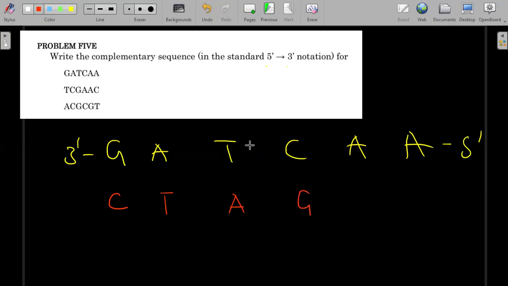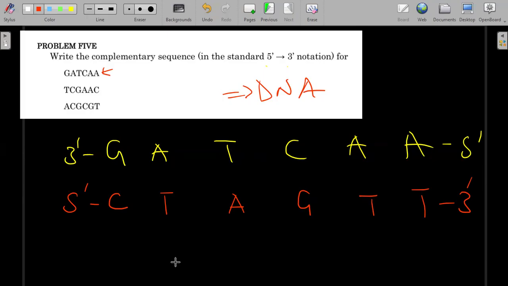Remember, here we are talking about DNA. And then A, its complementary base is just T. Even this is T. Here we are ending up at 3', and we are starting at 5'. So this is the complementary sequence of the one that we are given there.